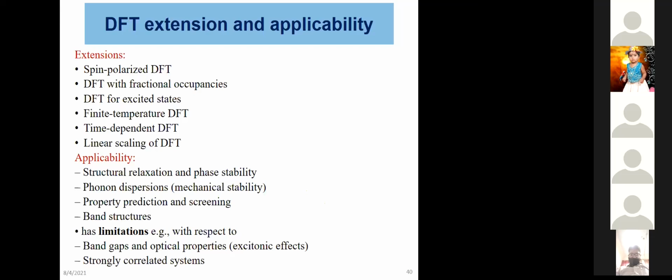And this DFT can be used in ground state DFT or spin polarized DFT for structural relaxation. Like we have some material and we don't know the lattice parameter, then we can relax the structure and get a correct lattice parameter. Or we can do the phase stability. Suppose some particular material exists in a few different phases, like cubic phase, orthorhombic phase, or hexagonal phase. Then we can apply DFT and predict which phase is stable for that particular material.